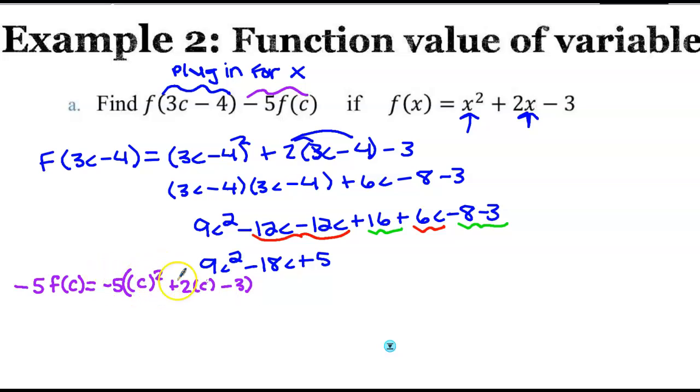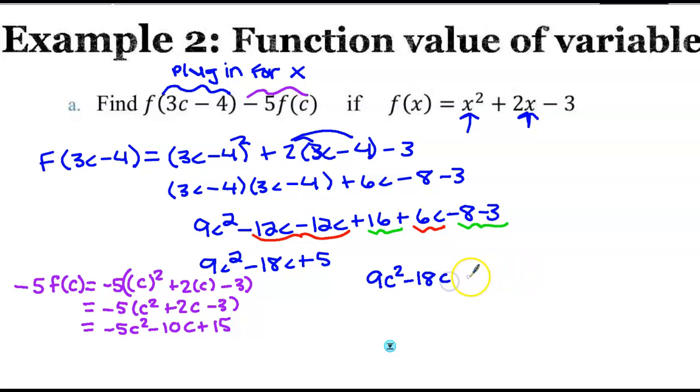So I'm going to just go ahead and work this out here. Negative 5 times c squared plus 2c minus 3. I'm going to distribute. Negative 5c squared minus 10c plus 15. And now I'm going to put that with what I found for f of 3c minus 4. So I'm just going to write it all out together. 9c squared minus 18c plus 5.